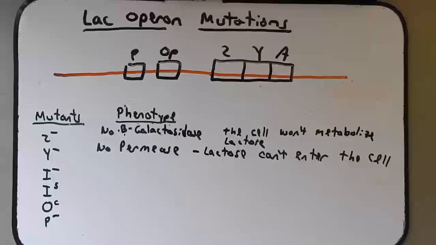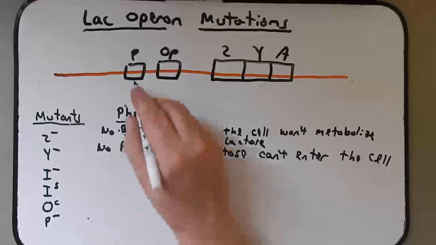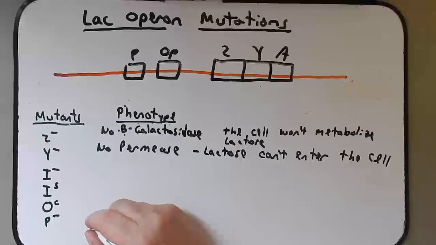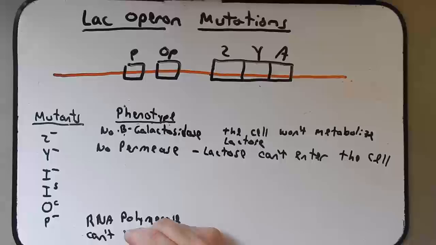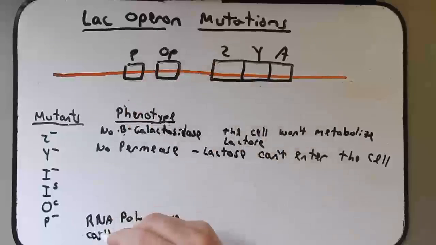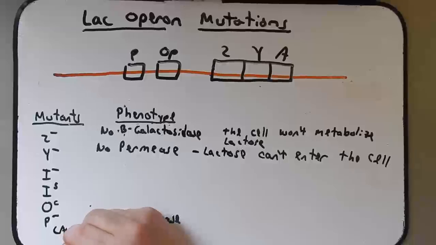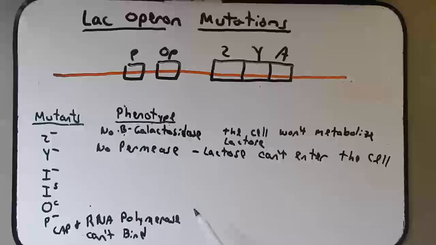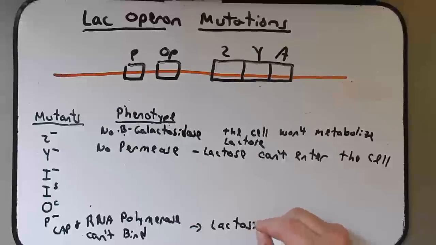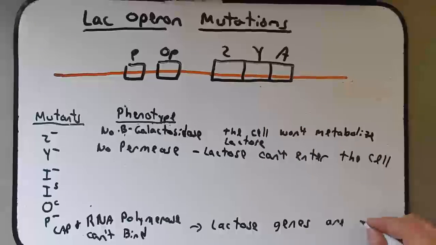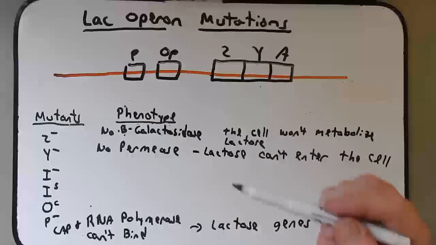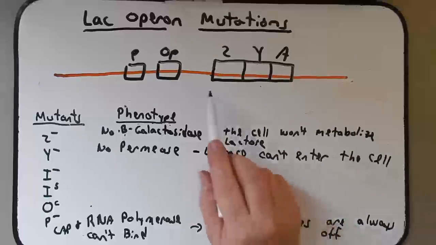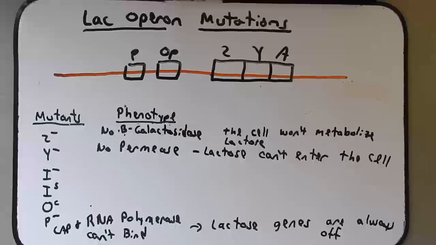I'm going to go a little out of order here. I'm going to talk about P minus now. P minus is when the promoter is mutated. So if the promoter is mutated, RNA polymerase can't bind. And as a result, if RNA polymerase, as well as CAP, I might as well write that here too, CAP and RNA polymerase can't bind to the promoter, then lactose genes, Z, Y, and A, are always off. Doesn't matter if there's lactose in the cell, glucose in the cell, or both in the cell. These genes will never ever be turned on because there's no promoter.